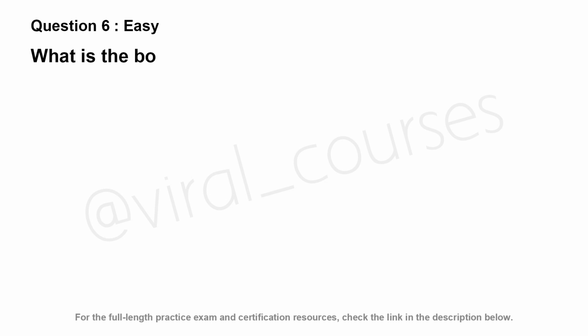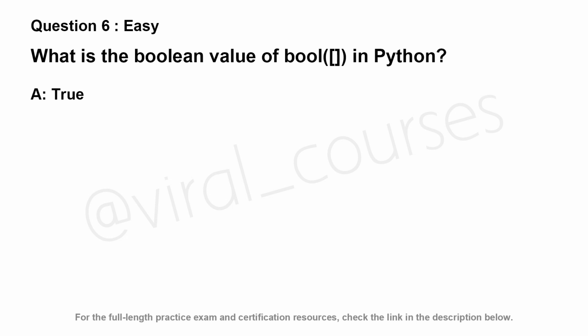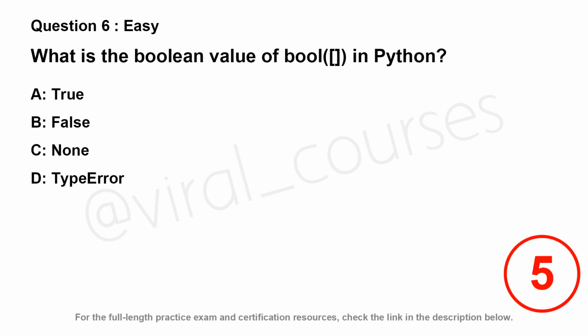What is the Boolean value of bool([]) in Python? Option A, true. Option B, false. Option C, none. Option D, type error.